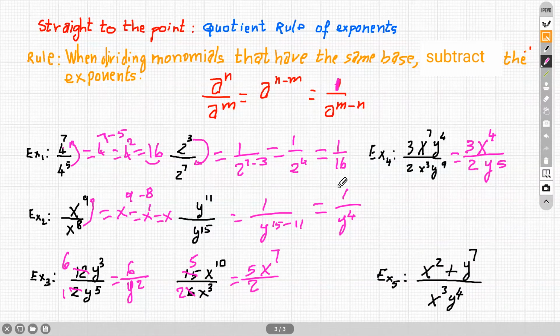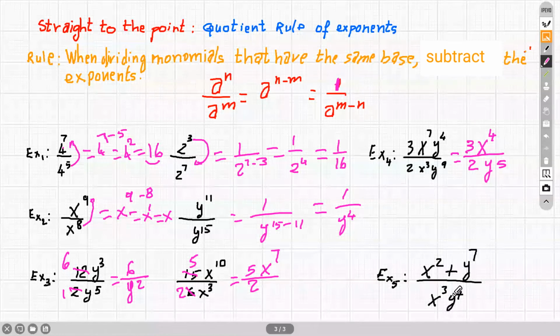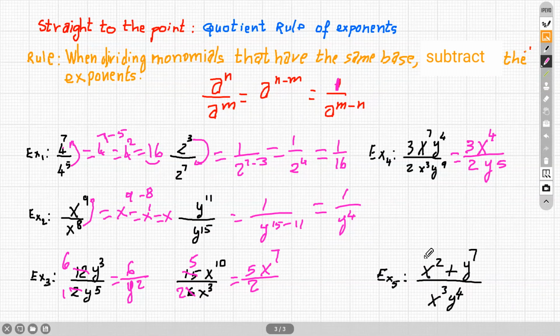Now, example 5 is not actually an example, it's a non-example. Remember, a monomial is a one-term polynomial, and right here we have a binomial that we are dividing by a monomial. So this one we cannot simplify further than this. So be careful. The quotient rule does not apply here because of this plus right here. If it was subtraction also, we couldn't do it.